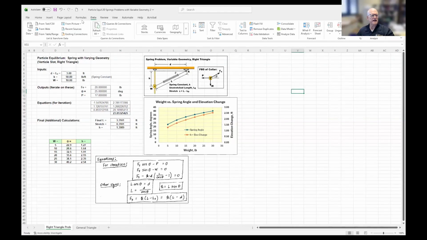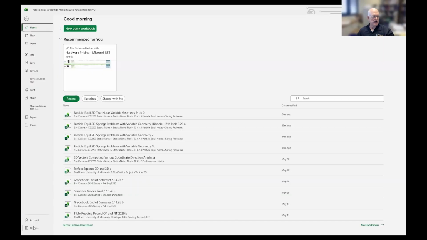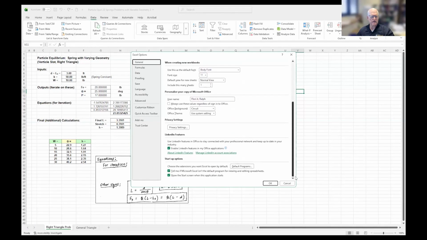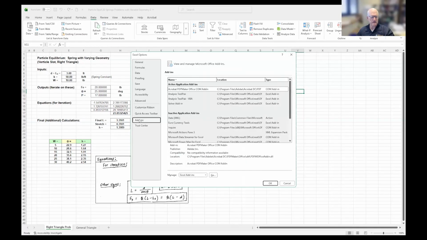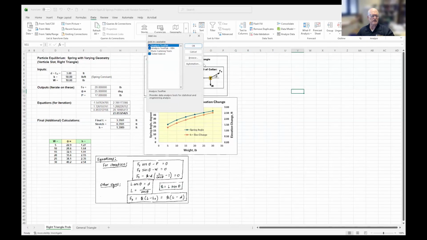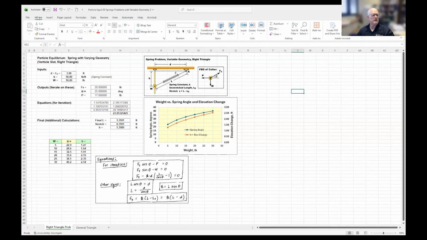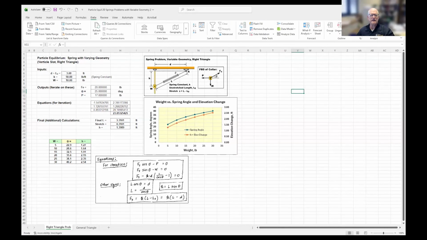Let me just repeat that. So let's go to File, Options, add-ins. That's what we want. Manage Excel add-ins. Go, and just be sure Solver is checked, and just say okay. So if you're home, and then you go to Data, Solver should show up if it's checked. If you don't see Solver, then be sure it's checked.